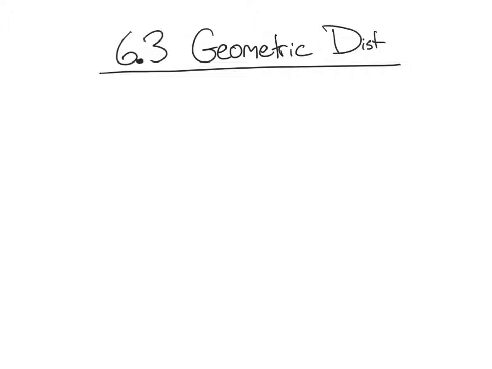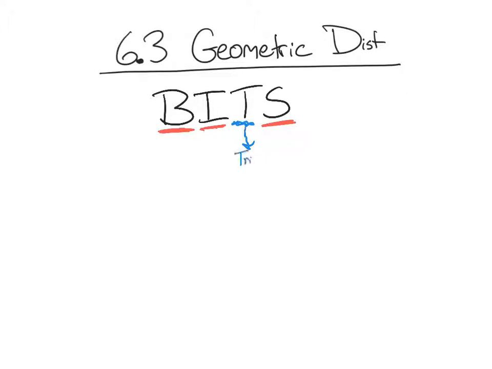Okay, so if I'm going to point out that something is in fact geometric, instead of BINS, I'm going to be looking for BITS. So B, binary, I, independent, S, success for every single one. So the difference here is T. Instead of a fixed number of trials, we are going to do trials until success.